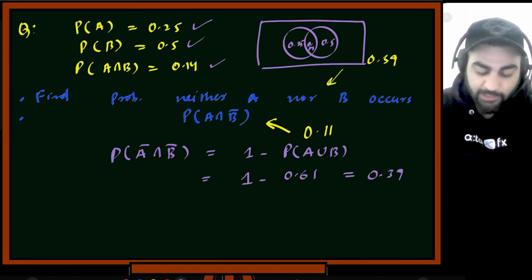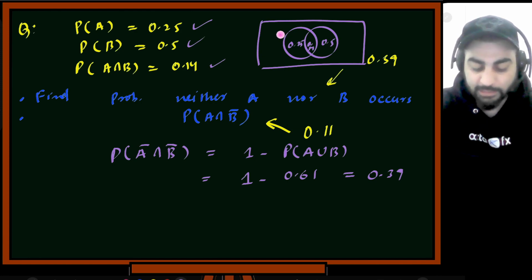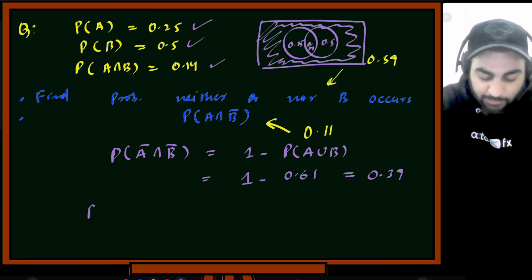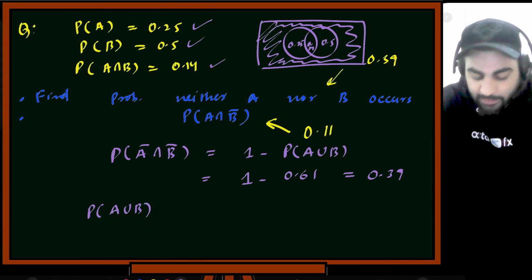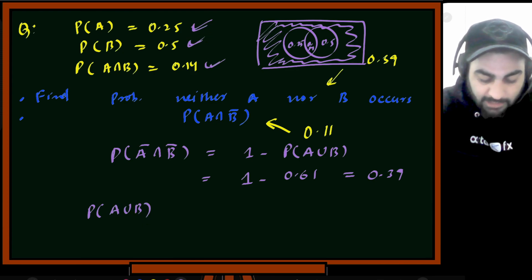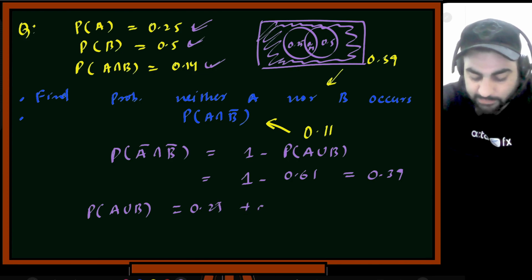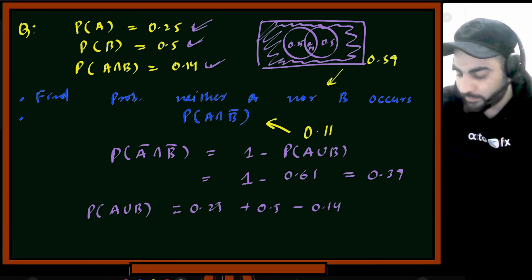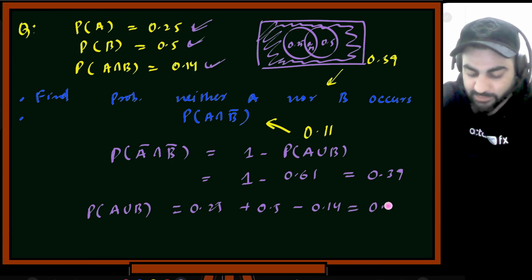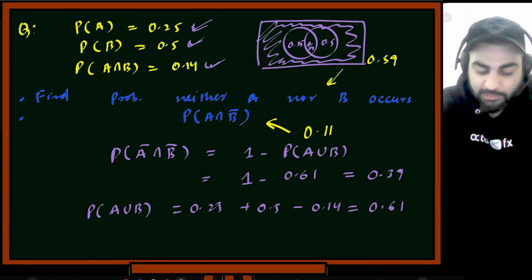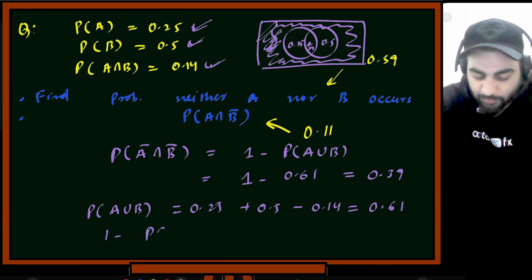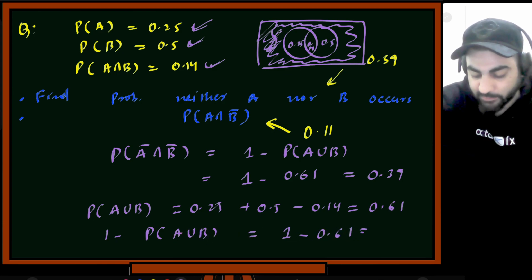Now you are computing neither A nor B. That is the outside portion that you have to compute. This means you have to compute probability of A union B first. So add these and subtract this. So this is 0.25 plus 0.5 minus 0.14, which is equal to 0.61. Then you know that the whole sample space minus this gives you this. So 1 minus 0.61 is equal to 0.39.